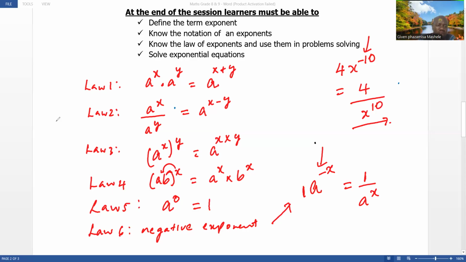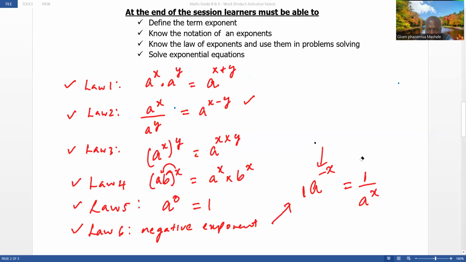So we went through the laws, law 1, law 2, law 3, law 4, law 5, and law 6. And I think I went through some of the examples of exponents. So if you use these laws to solve problems, you never go wrong. All right, let's now move on to how to solve exponential equations.